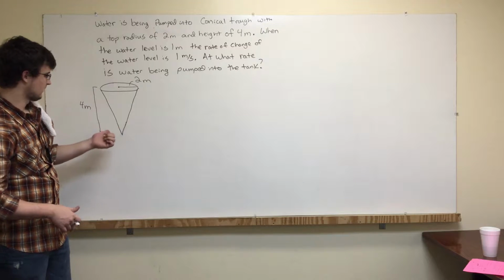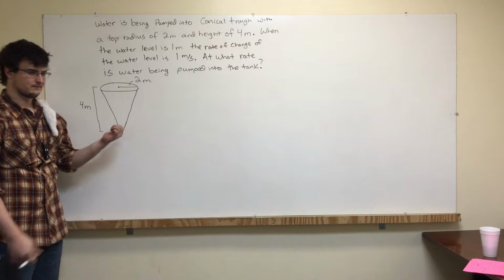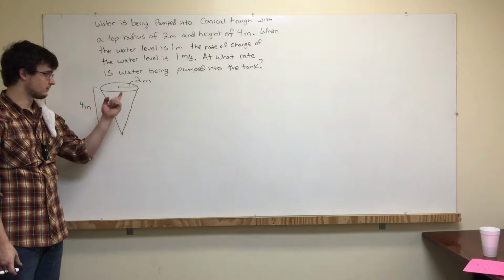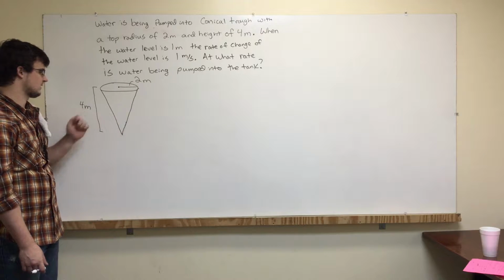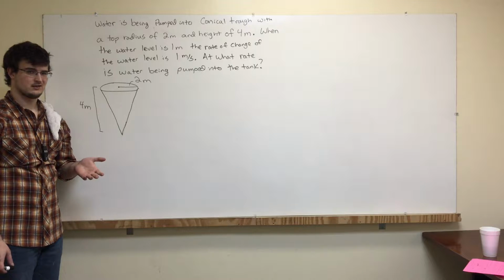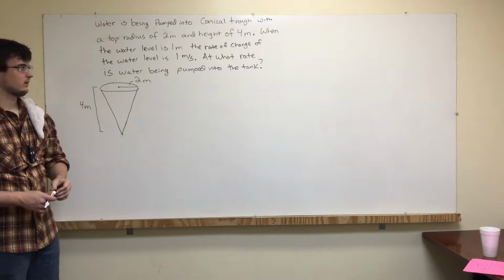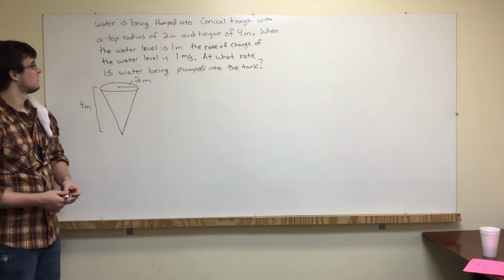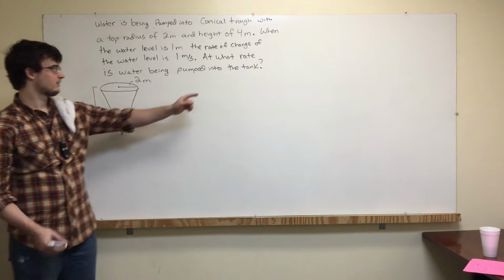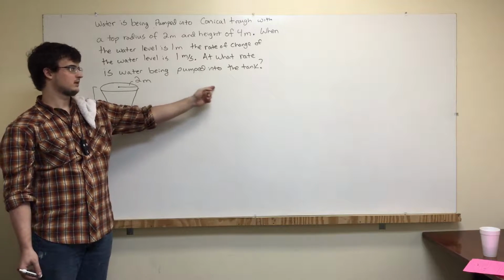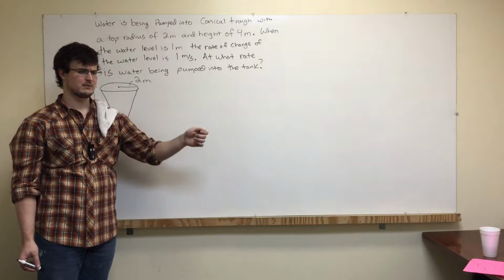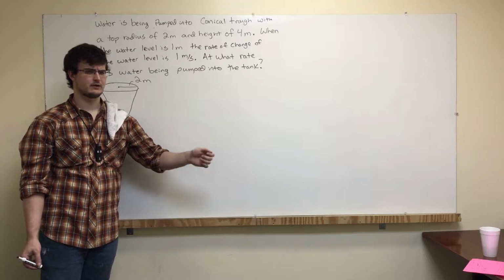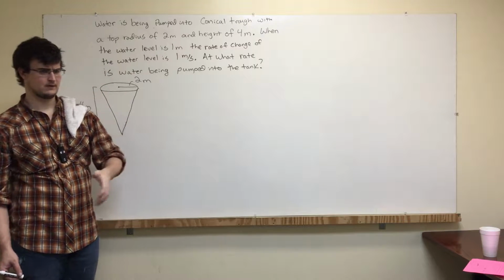Well, first, you might want to draw a picture. So, this is a cone. The top radius is 2 meters and the height is 4 meters. And then the next thing you need to do is decide, what equation am I really working with? So I would like to figure out the rate water is being pumped into the tank. So what that makes me think is I want to work with the volume of water equation.